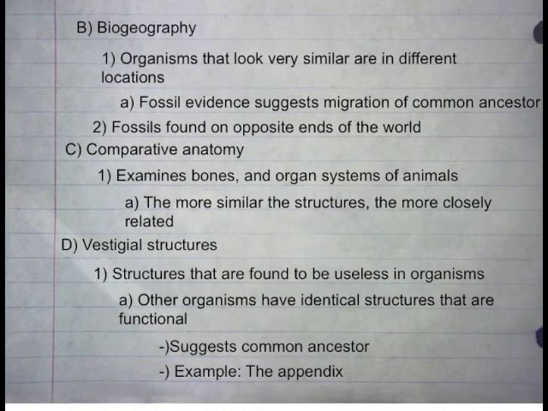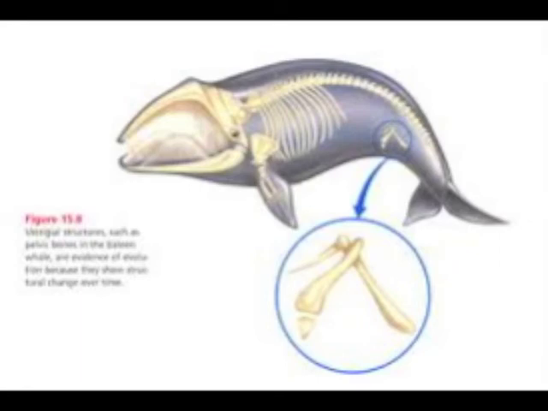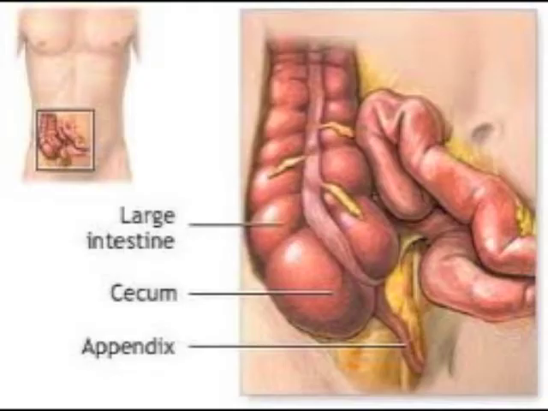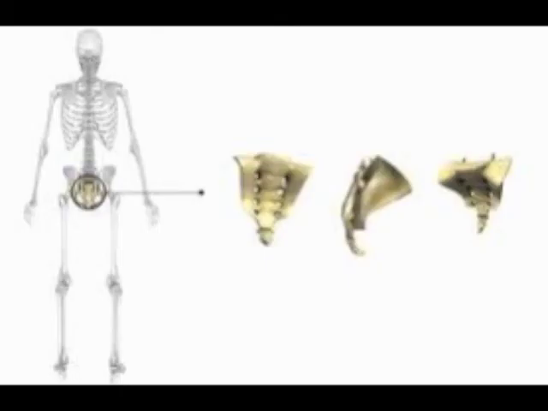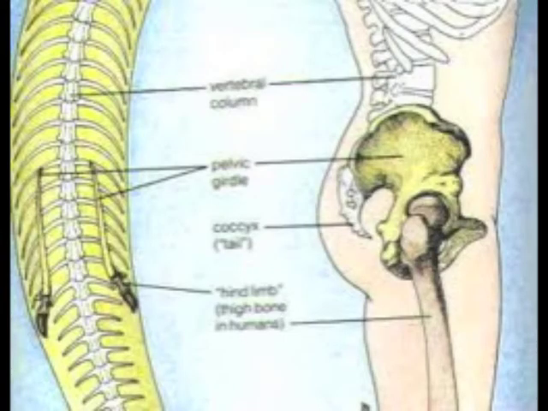Vestigial structures. Structures that are found to be useless in organisms. Other organisms have identical structures, and they are quite useful. This suggests a common ancestor. An example is the appendix. Vestigial structures are structures that at one time had a use, but now no longer do. However, we see similar structures in other organisms that lead us to believe that they were used at some point. Because these structures exist and have now lost their purpose, we say they are vestigial, no longer working, but indicate that the organism has changed over time.